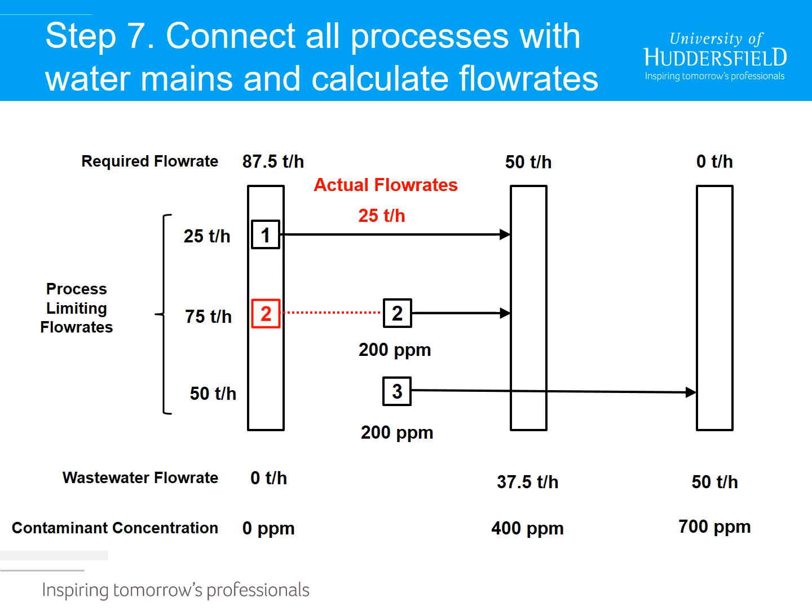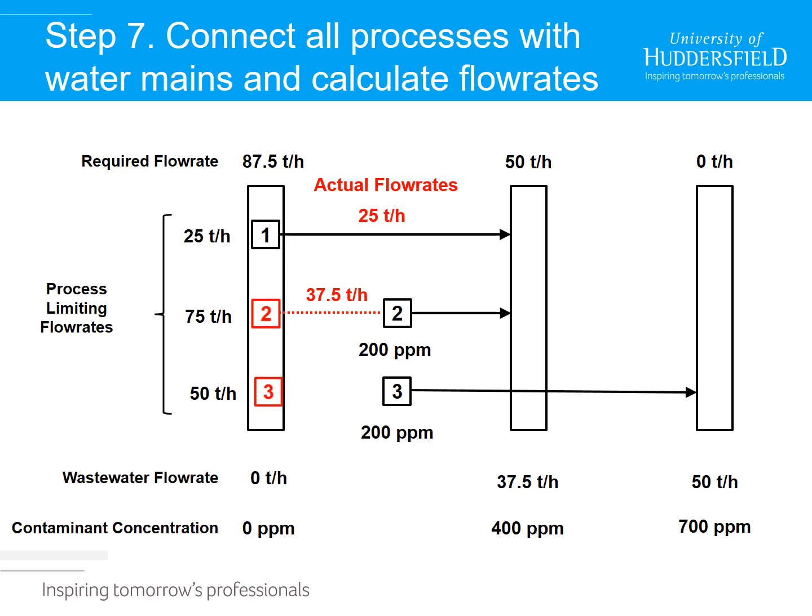The flow rate in this case will not be 75 tons per hour. By using again delta MC equals MW multiplied by delta C, and since the contaminant mass load of the process will remain the same regardless of the inlet concentration, if we double delta C from 200 to 400 ppm, then the flow rate will be halved. Thus, the flow rate of process number two will be 37.5 tons per hour of fresh water.